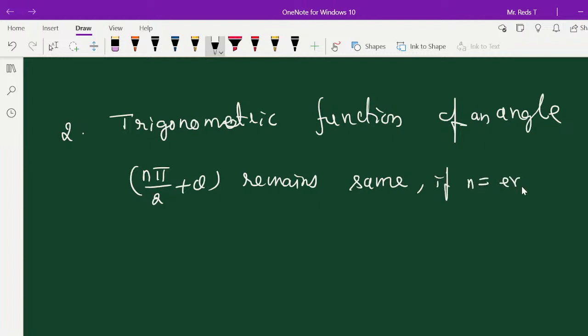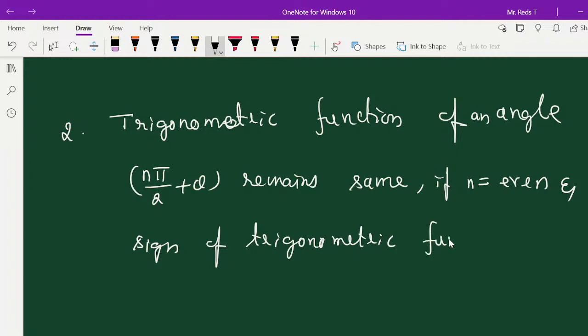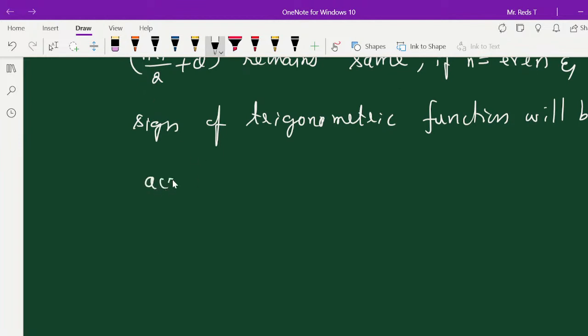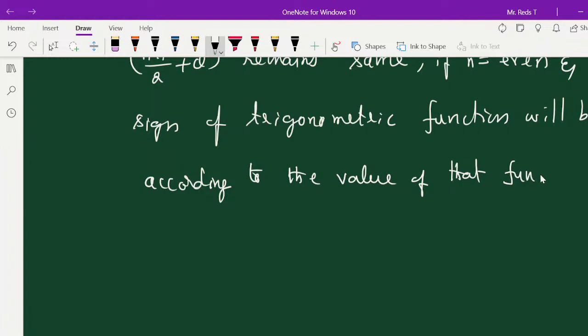If n is even, the function remains the same, and the sign, this is very important, the sign of the trigonometric function will be according to the value of that function in the quadrant. What does that mean specifically?